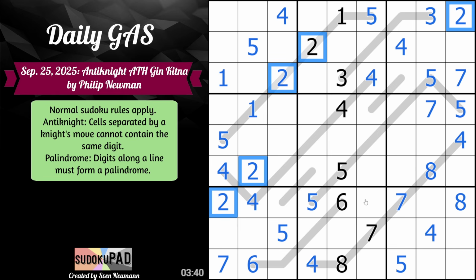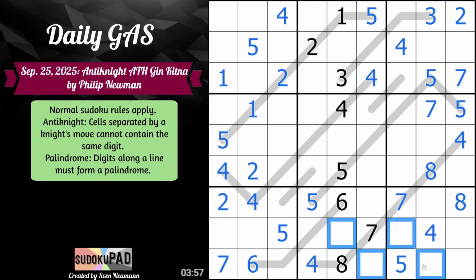Can we do better with 2 is the next question. I think the answer is no, because 2 could go here or here. 2 can't go here, can't go here, so 2 would go in one of these 2 cells, and this just pushes 2 there, and this just pushes 2 there, so nothing to see here.